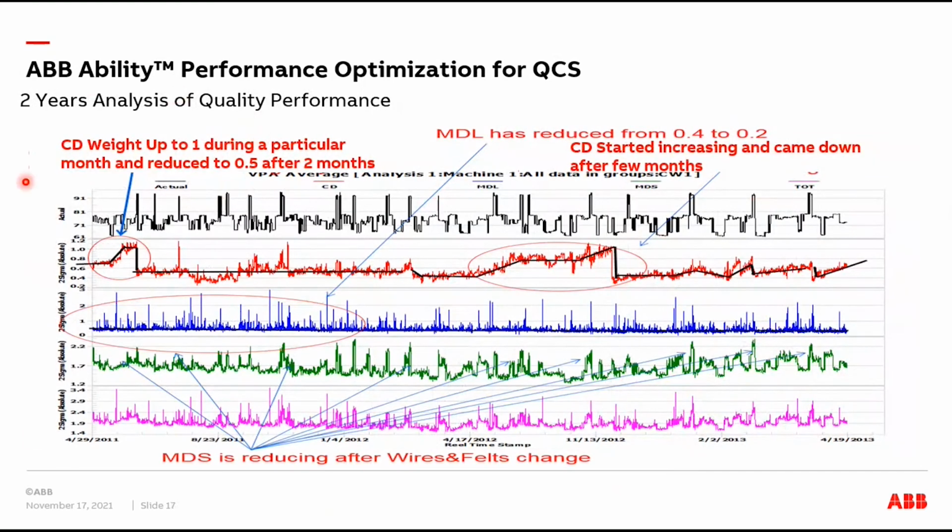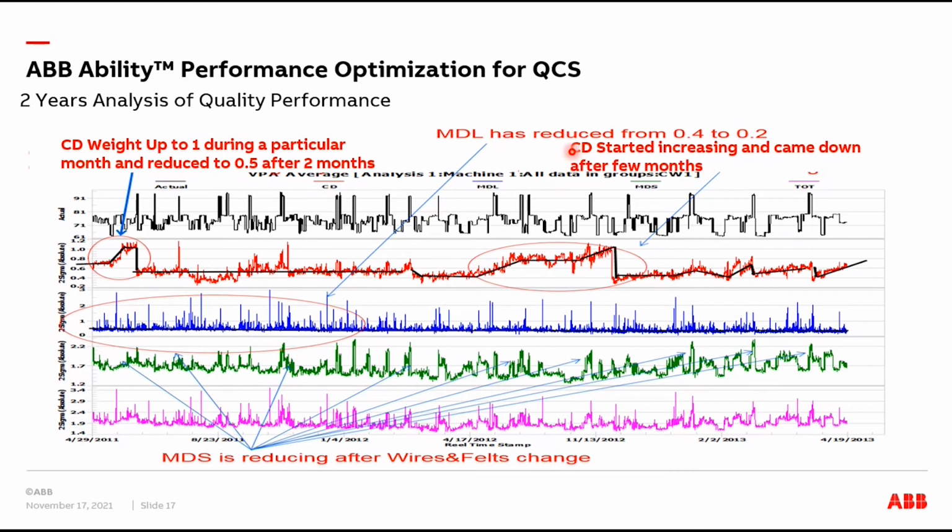This is also data from one of the customer sites, where two years of data has been analyzed. Here the customer has seen that CD weight went up to 1 during a particular month and reduced to 0.5 after 2 months. So the total contribution is the CD, and they might have CD variations. They've also observed that MD is reducing after wire and felt change. So they could optimize the wire life and the felt life, and have an optimal value where they can compromise between quality and the changing of the belt, wire and felt. They can predict when a change is required and where the problems are coming from.